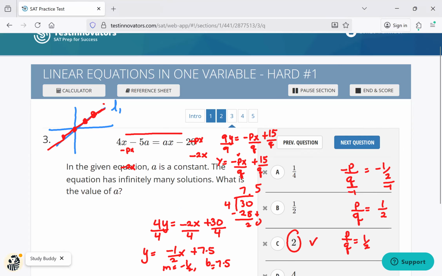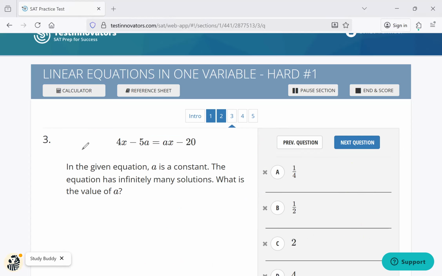Okay, let's move on to question 3. So question 3 says 4x minus 5a equals 8x minus 20. In the given equation, a is a constant. The equation has infinitely many solutions. What is the value of a? Okay. So look at this question. We have 4x minus 5a equals 8x minus 20. They're saying that the equation has infinitely many solutions. So what that means is the equation must be the same.